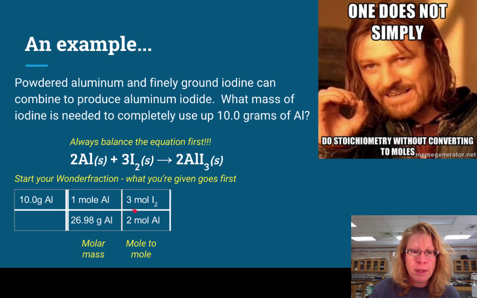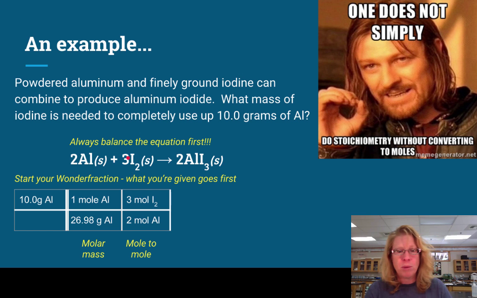So we put the aluminum on the bottom because it was on the top in the previous step. You've got to cancel them down, and then we're converting to the chemical that we want. So what we know is on the bottom and what we need is on the top. In this case, the numbers 2 and 3 come from our balanced chemical equation. That's our recipe conversion. 2 aluminums react with 3 iodines. So that's where that comes from. That's our mole to mole ratio.